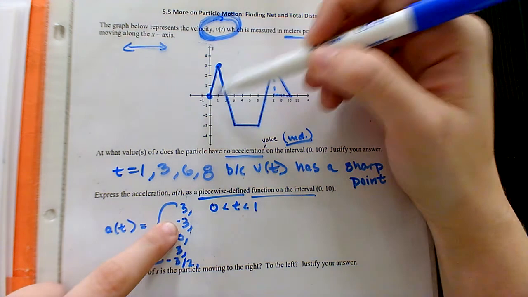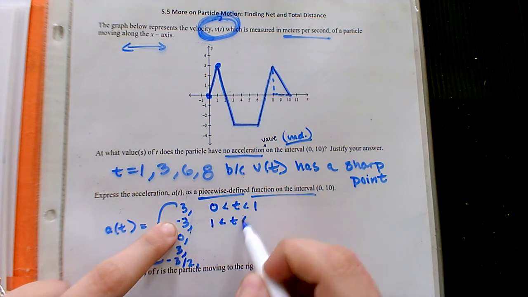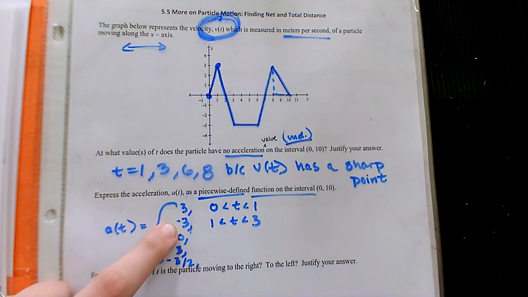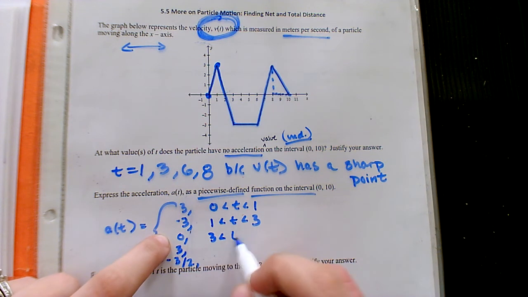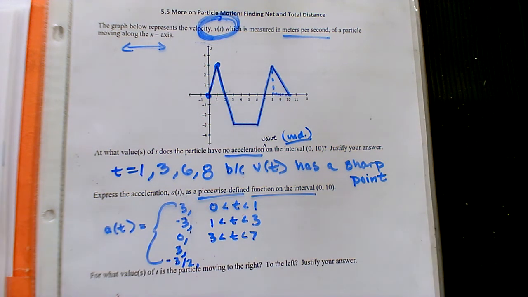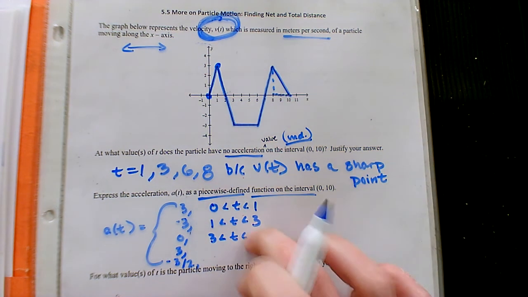The next slope goes from 1 to 3. With kind of the same reasoning, we have a sharp point at 1 and 3. The next goes from 3 to 6. 3 and 6 were sharp points.